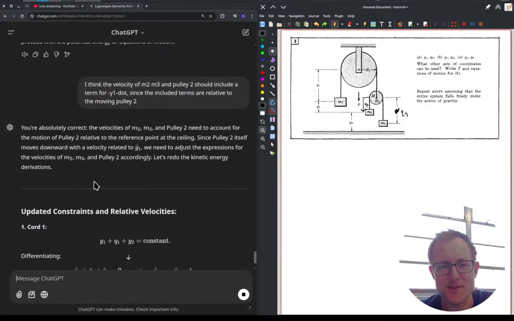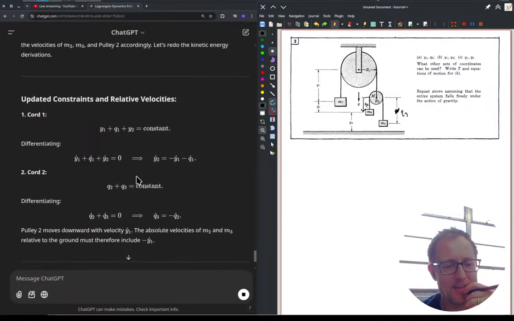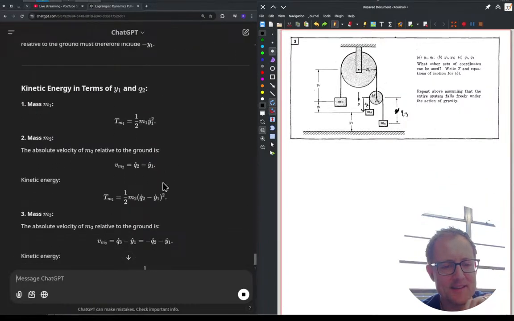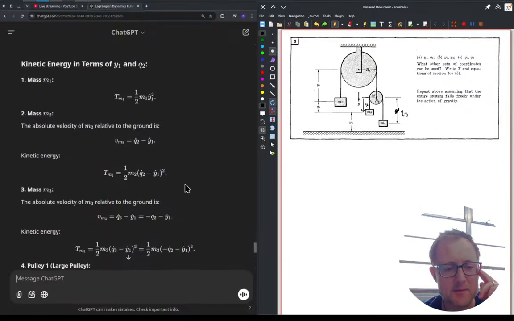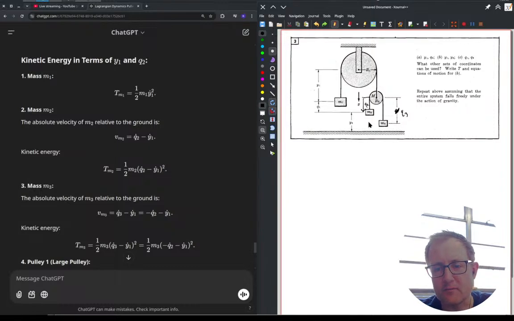Yeah, and it's always so polite, right? ChatGPT, like, oh, you're absolutely correct. But let's see if it actually fixes what we were trying to get it to fix. Q2 dot minus y1 dot. So if y1 is positive, Q2 is positive. So this one could be standing still if this is moving down and that's moving up at the same speed, or the relative velocity could be 0, or velocity could be 0. If this moves down, that moves up.